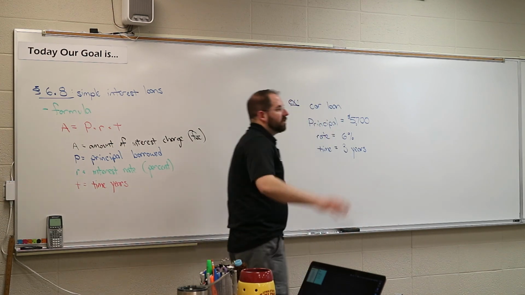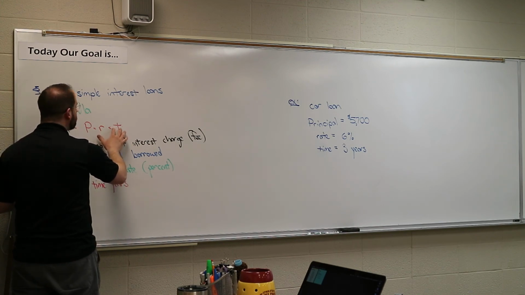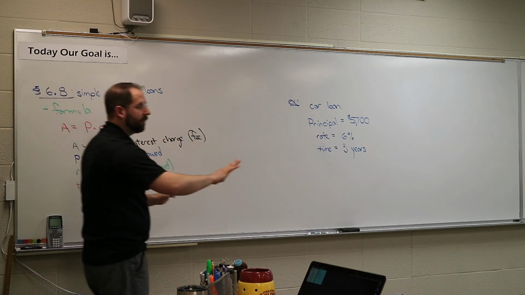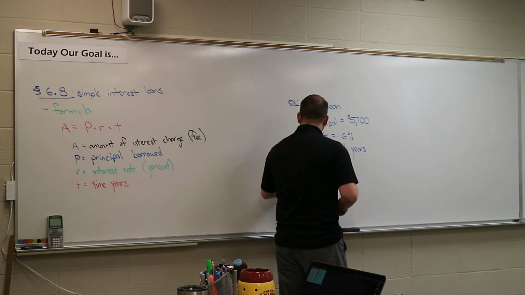All right, so what we need to do here is take the principal that we're borrowing times the rate, which is the interest rate that we're going to change to a decimal, and take it times time. This will tell us what the bank is going to charge us to take out this loan. So the amount is equal to P times R times T.